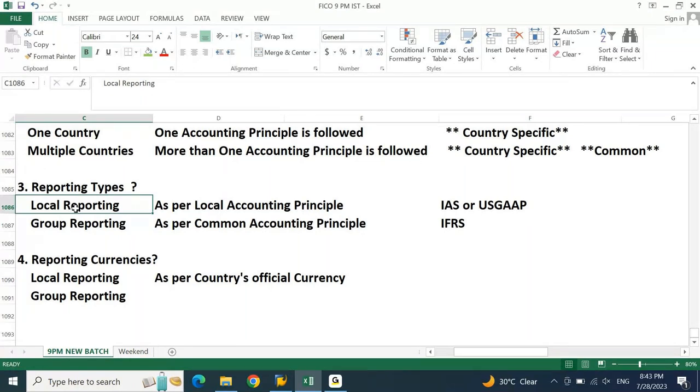When it comes to group reporting, you want to do a consolidation, so you need to have a common approach. In every country, the accounting approach must be common. This common accounting approach, we will be adopting IFRS.